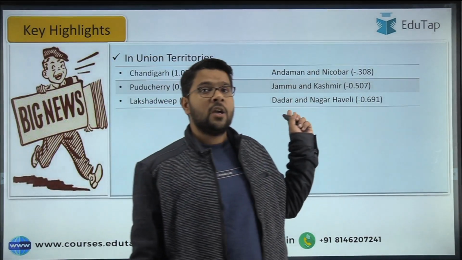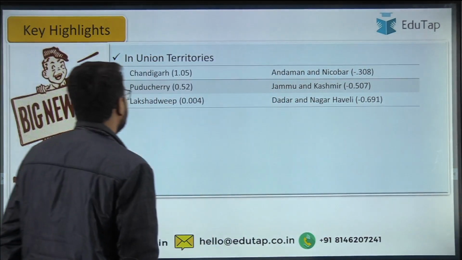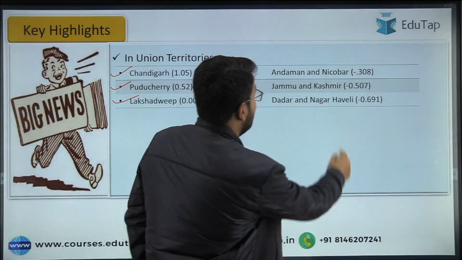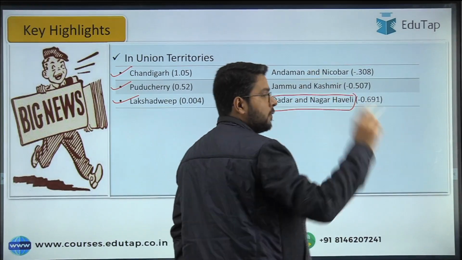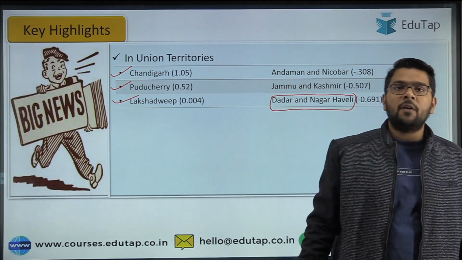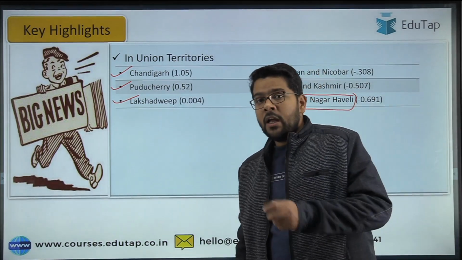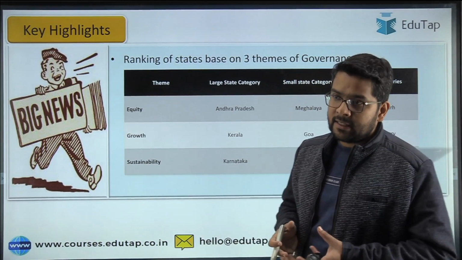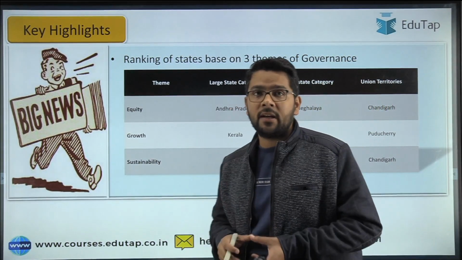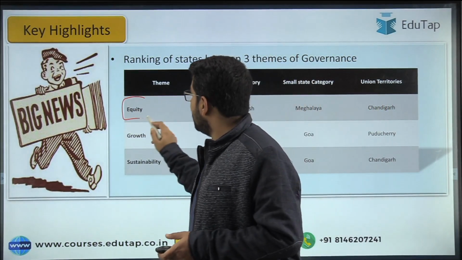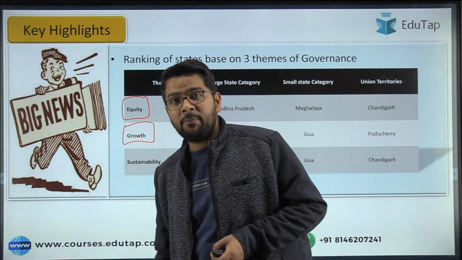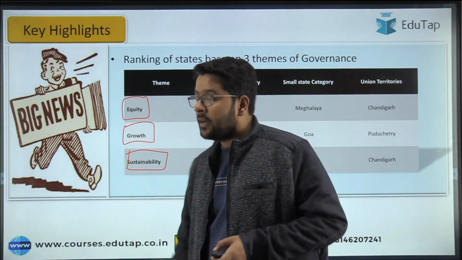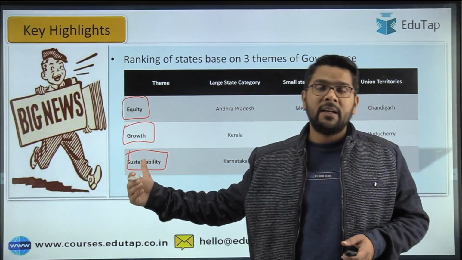Now we'll see the ranking of union territories. In terms of union territories, guys, Chandigarh is the best performing, followed by Puducherry and Lakshadweep, and Dadra and Nagar Haveli being the worst performer. So guys, these are the rankings in terms of governance. Now guys, we have seen the overall rank. Additionally, the Public Affairs Centre has also released the rank in individual pillars. There are 3 pillars, which are equity, sustainability and growth. So it has also given ranks to the states in terms of these 3 pillars and how they are performing.